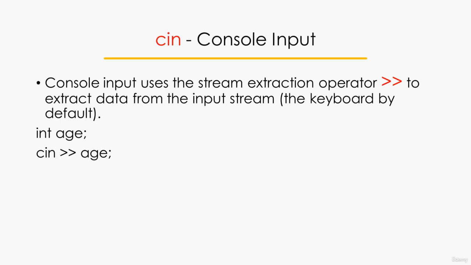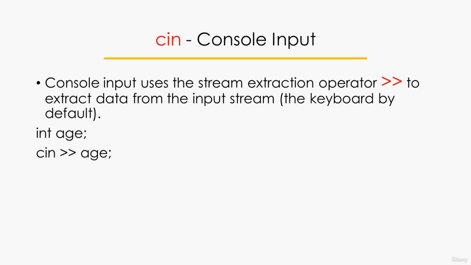This uses the stream extraction operator to extract data from the input stream. Okay, that is two greater than symbols basically. That forms one operator even though it's two characters, and that extracts data from the input stream, which is the keyboard by default. We'll talk about streams in more detail in module 2. You can actually have different streams, so from files and stuff like that.